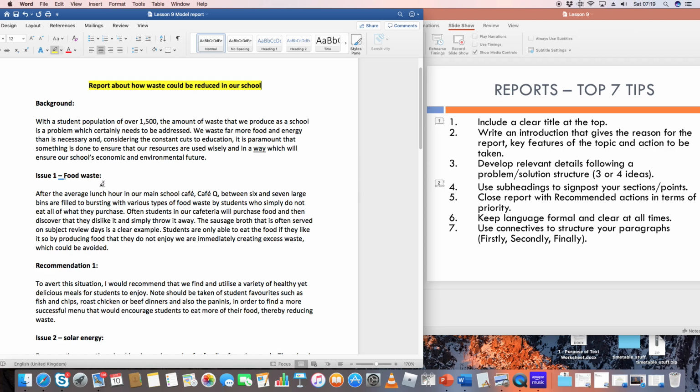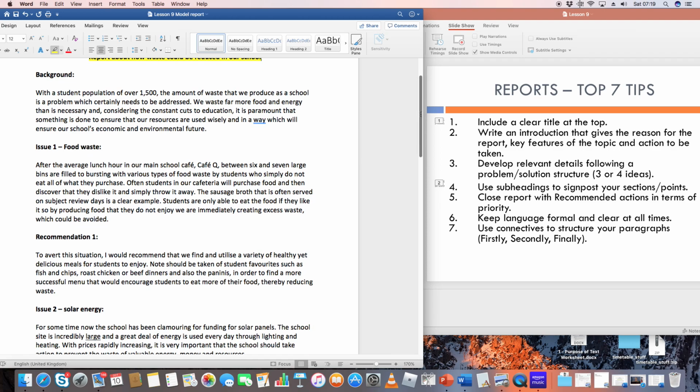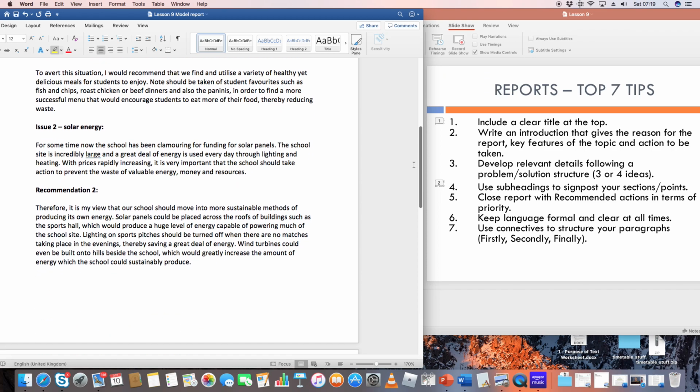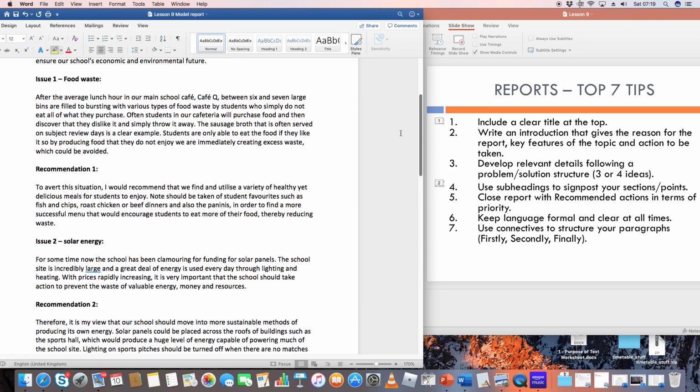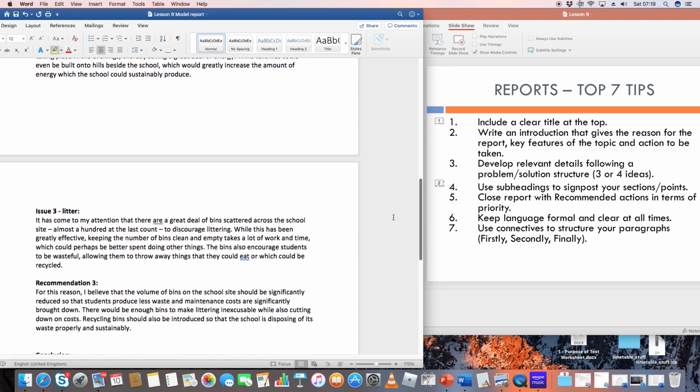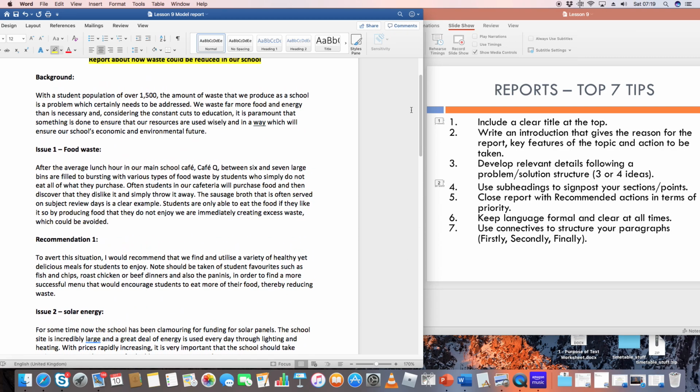So you've got issue 1, food waste, recommendation 1. Okay, so there are different ways of organising this. So this is issue 1, recommendation 1, issue 2, recommendation 2. So you can do it that way, or you could do 3 main issues and then 3 recommendations underneath. Doesn't matter. I think this works quite well because it's very straightforward. It's very easy to follow. Okay, so again, you've got the subheadings. So you've got your issue 1, food waste, recommendation 1.